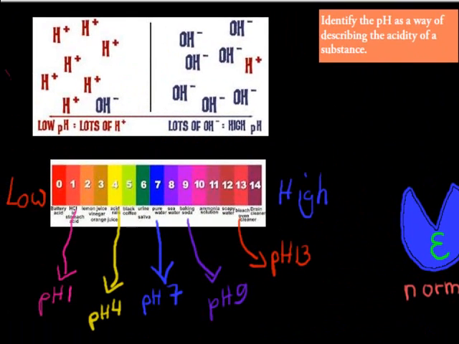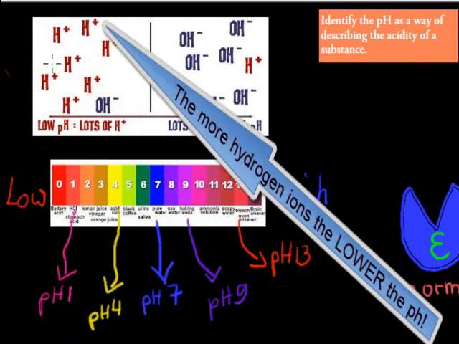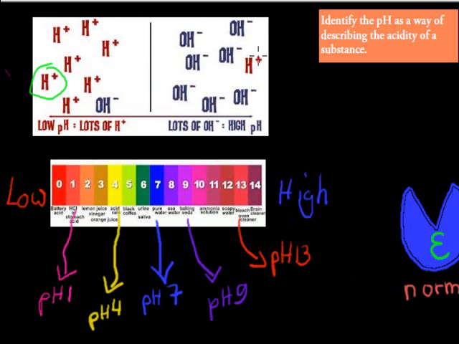Right, so we also have the pH. Identify the pH as a way of describing the acidity of a substance. So remember, this is just general knowledge-wise. You don't need to know, but the more hydrogen ions, the more of these there are, the lower the pH. So if you've got lots of these, that means you have a low pH. Whereas if you have only very few of these hydrogen ions, that means you have a high pH.